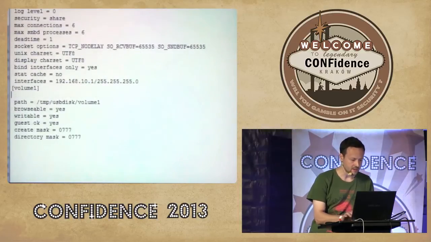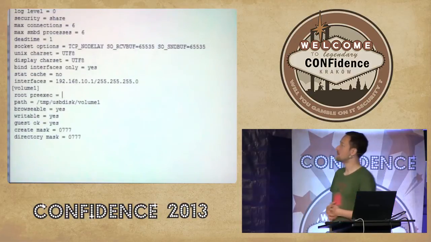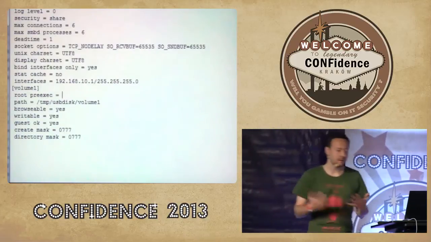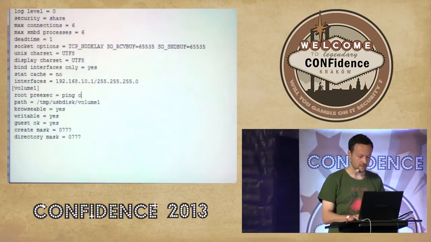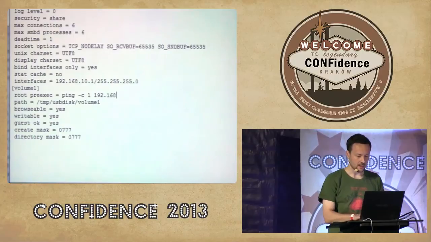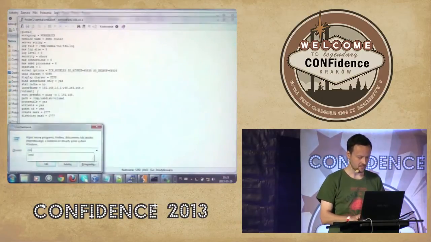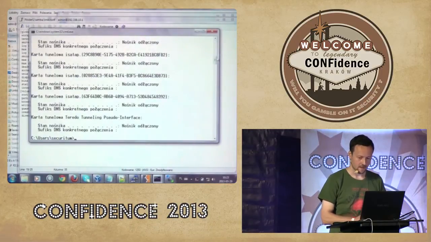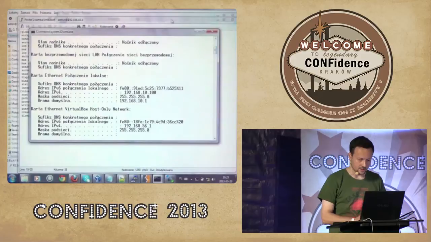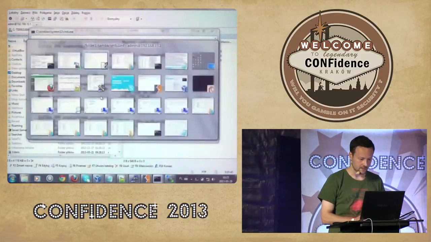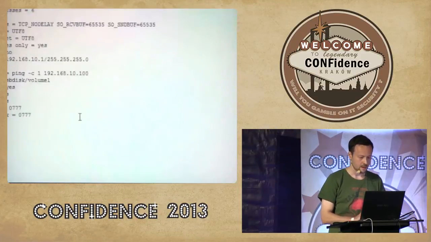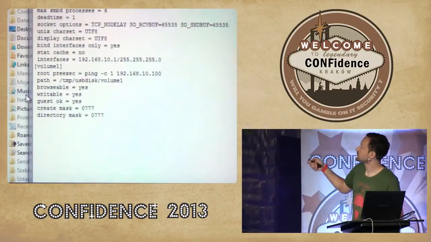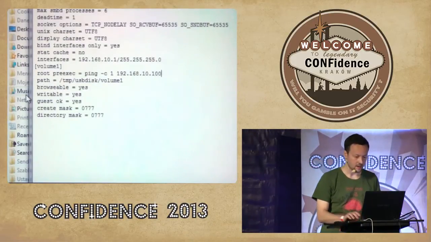How to use this root pre-exec? Just like this, root pre-exec, and the command to be run. At first, I will just ping my laptop. So ping -c1, and my IP address is, I don't know, it is 10.100. So something like this. Okay, let's save it.